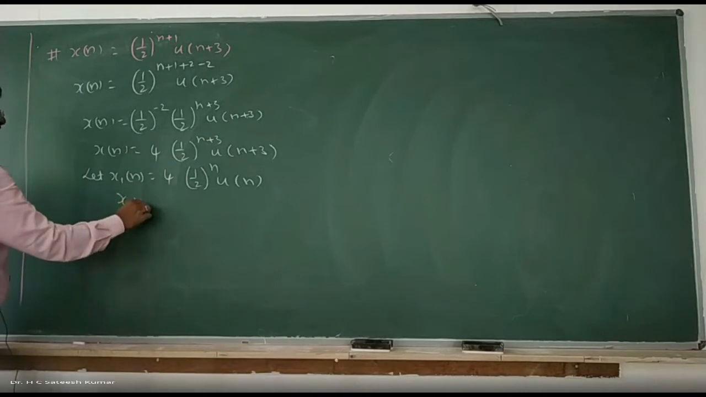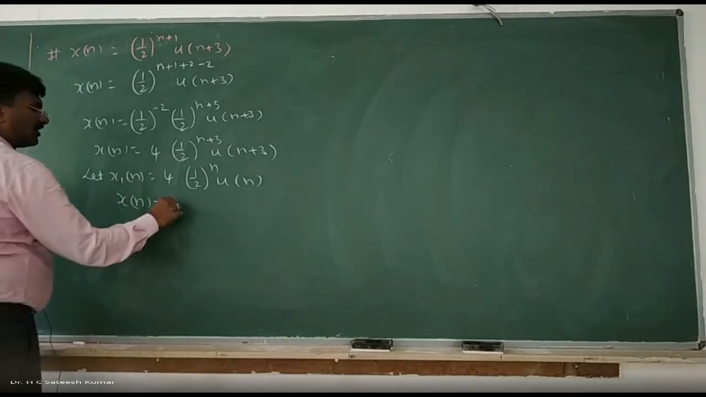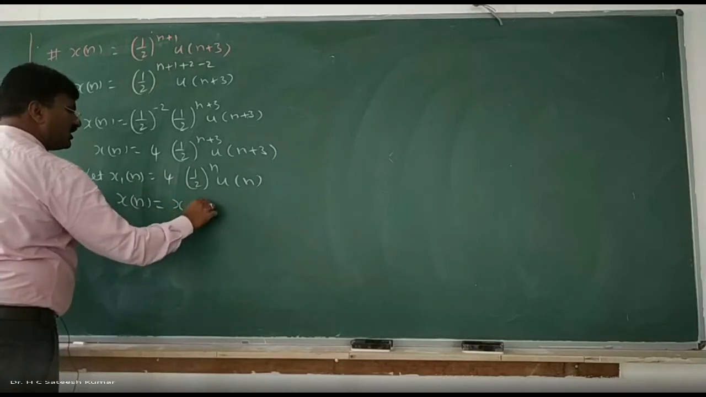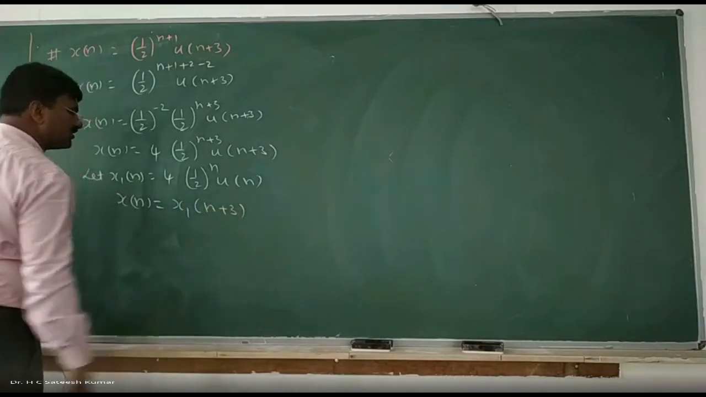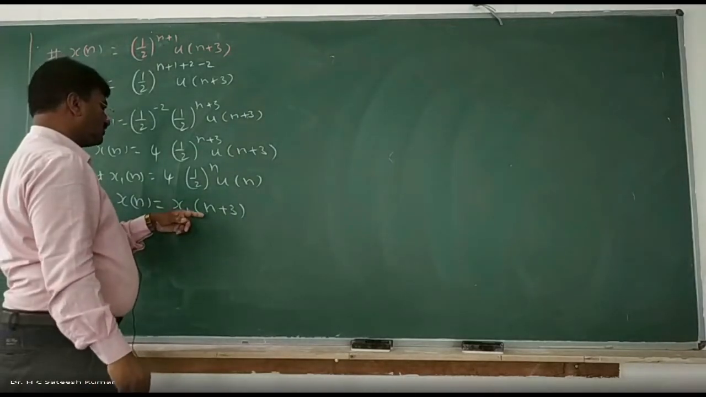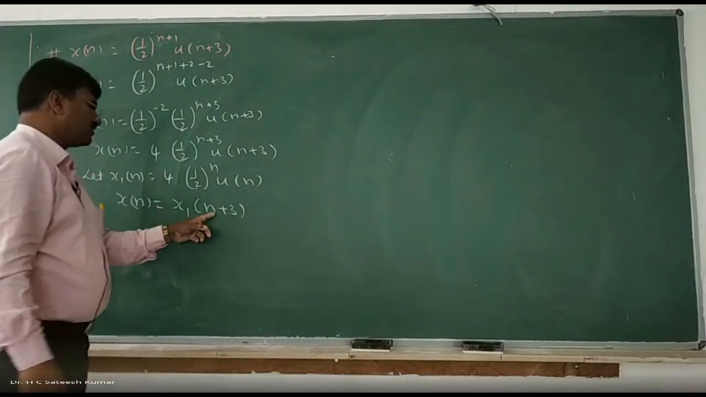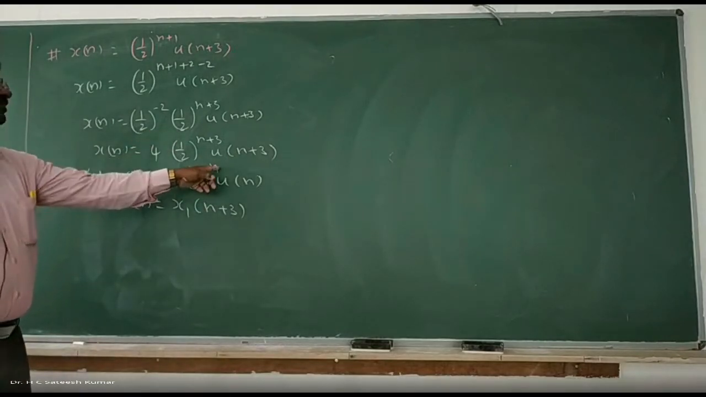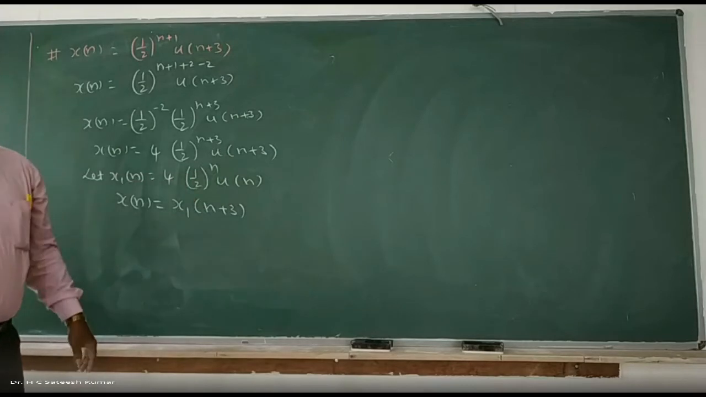So therefore, to get x of n, what you should do? Replace n by n plus 3 in x1 of n. Therefore, what will you get? x1 of n plus 3, we can write it. So now you take the z, check it out. If you substitute x1 of n plus 3 here, replace n by n plus 3 here, you will get back the original. So n plus 3 means 4 into (1/2)^(n+3) into u of n plus 3, you will get it.